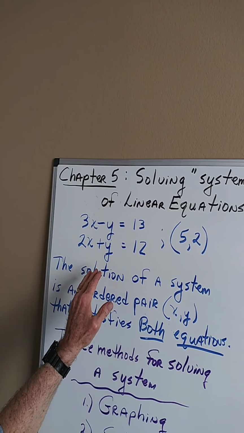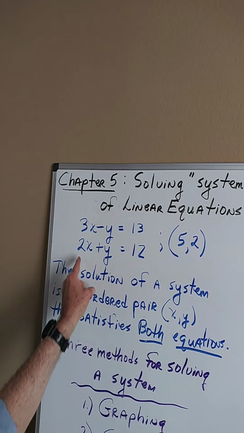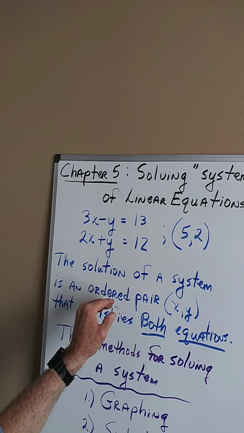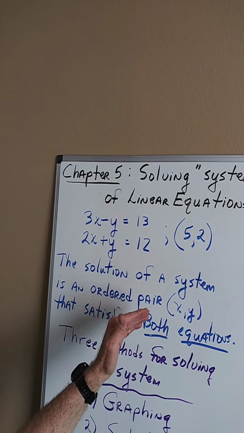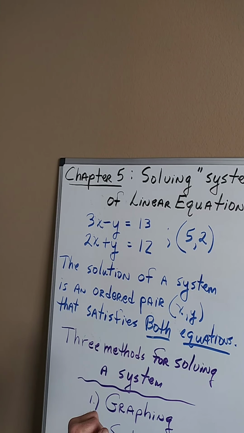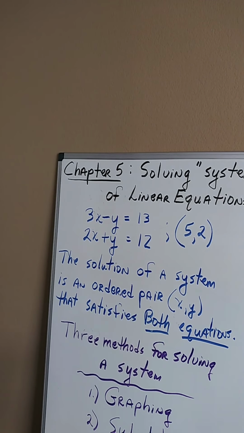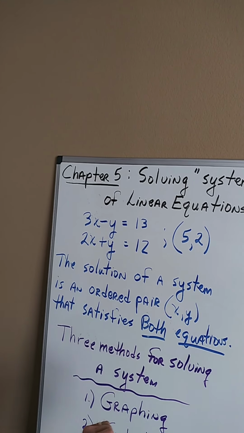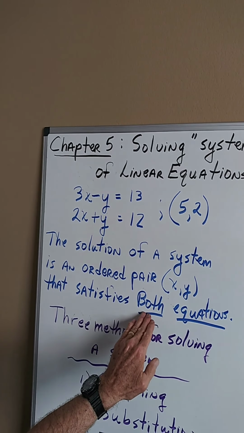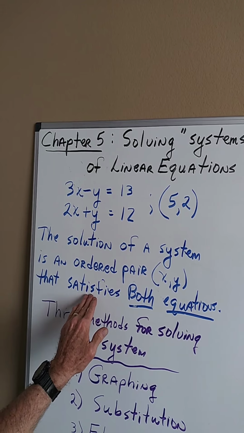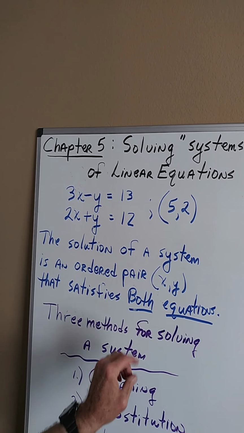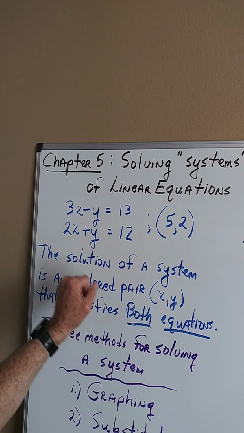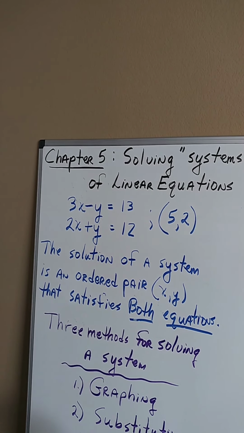Now, the objective of working with systems is to solve the system. And when we solve a system, the solution of every system is an ordered pair, an x value and a y value. The solution of a system is any ordered pair that must satisfy both equations. And what we mean by satisfy both equations is that the given ordered pair must not only be a solution for the first equation, it must be a solution for the second one as well.